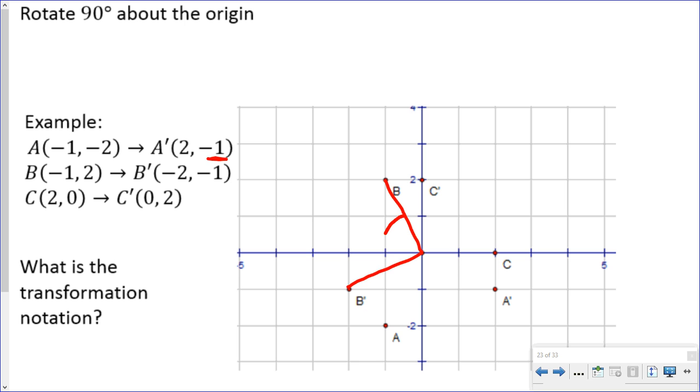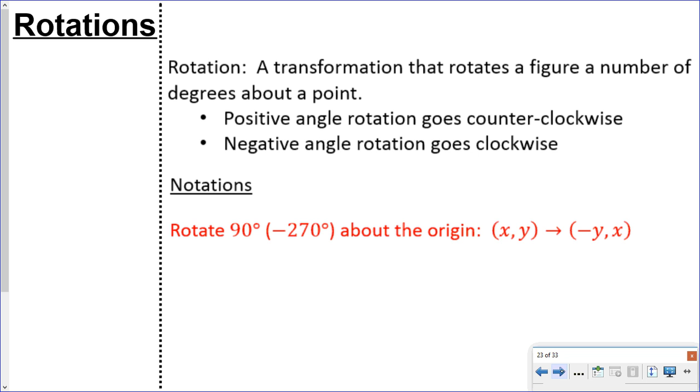And then this rotated 90 degrees counterclockwise. And same with A. Okay, so we just had the computer do it for us so we could see a pattern. Okay, so then in your notes, underneath rotation, here we're going to have 4 notations that you're going to have to be responsible for.